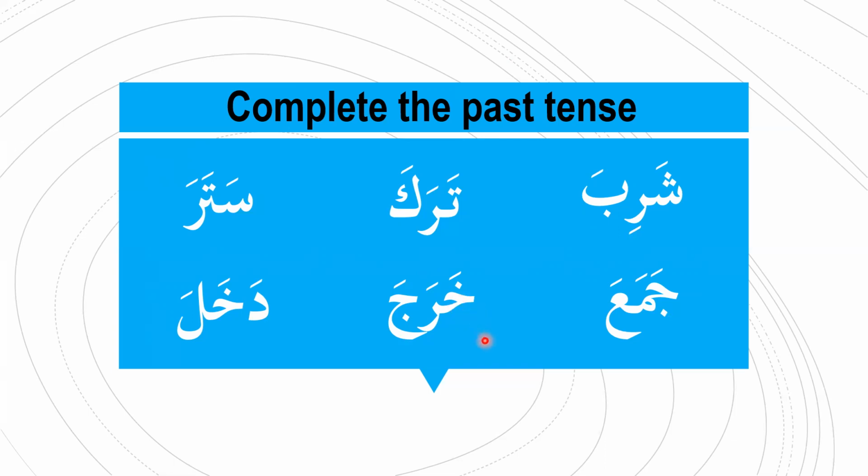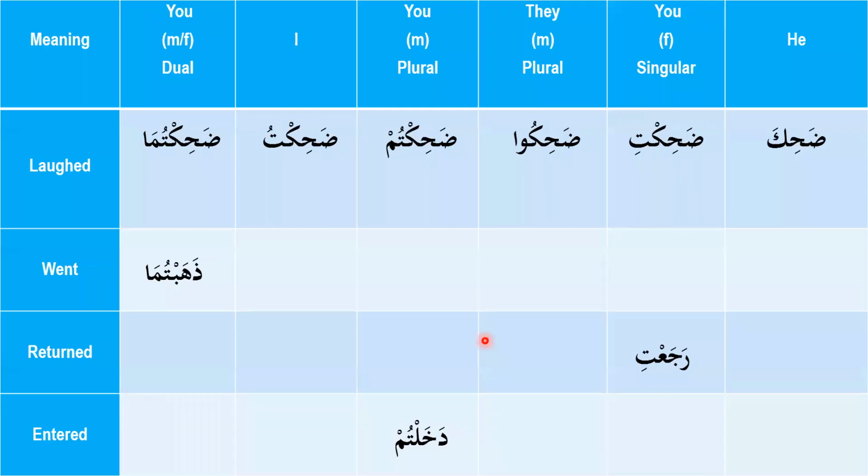So have a go at this, see how much you have memorized and how much you have learned, inshallah. Here we've made a table. If you put the meanings down on one side of the column, and on the top, if you put this down: he, you singular, they masculine plural, you masculine plural, I, and you masculine feminine dual. And this, remember, is the root word for he. So here I've done the first line for you. Dahika for you becomes dahikta.